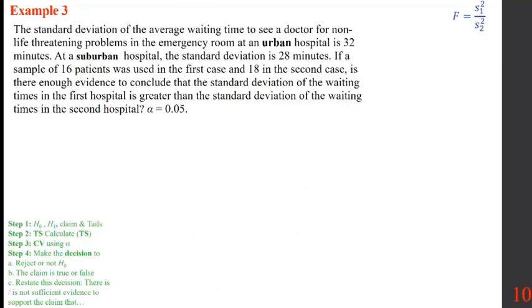The standard deviation of the average waiting time to see a doctor for non-life-threatening problems in the emergency room at an urban hospital is 32 minutes. At a suburban hospital, the standard deviation is 28 minutes. If a sample of 16 patients was used in the first case and 18 in the second case, is there enough evidence to conclude that the standard deviation of the waiting times in the first hospital is greater than the standard deviation of the waiting times in the second hospital? Alpha equals 0.05.